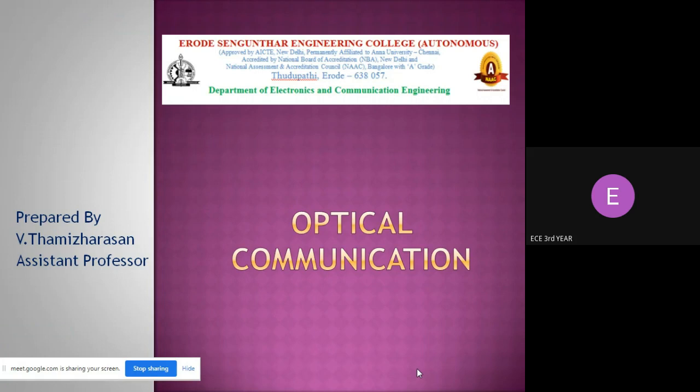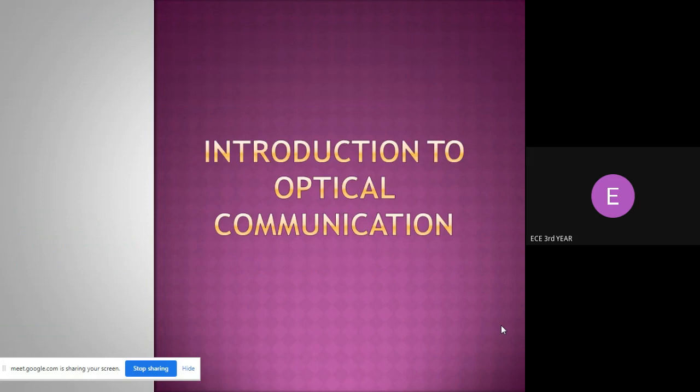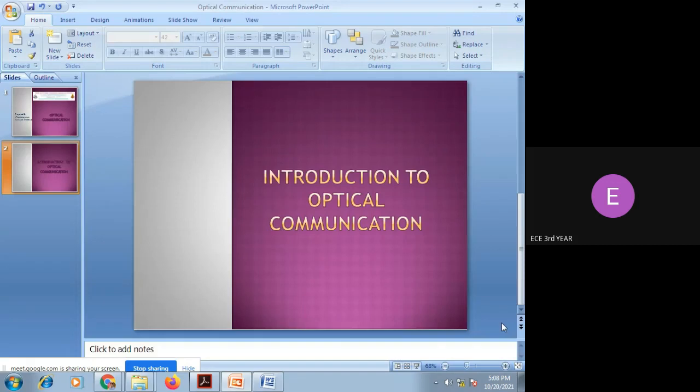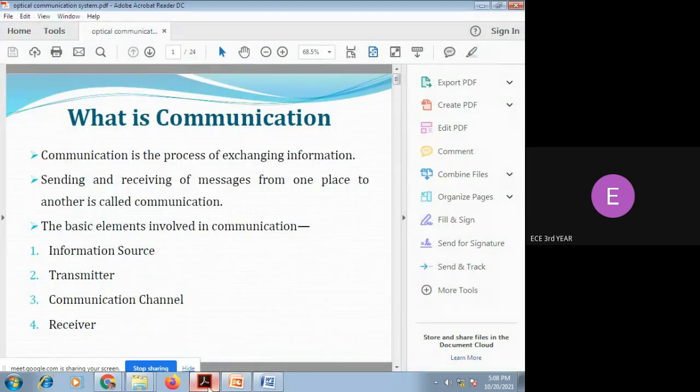Today's class we are going to see about optical communication. Myself, V. Tamilarasan, assistant professor, working in the ECE department. Today's class we are going to see about introduction to optical communication. Before that, we are going to see what is communication and why we are going for communication and those things.